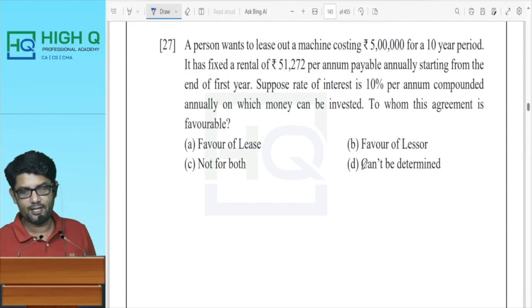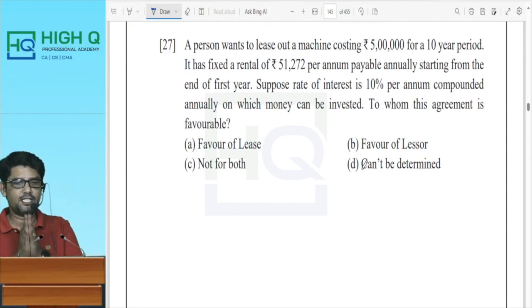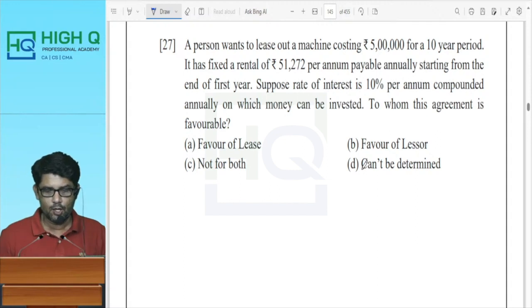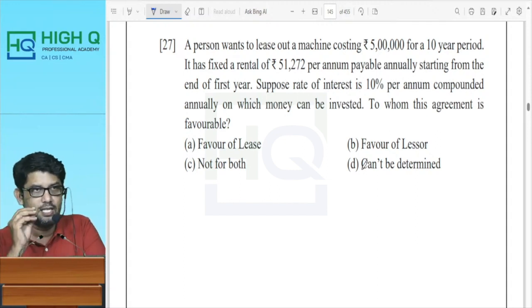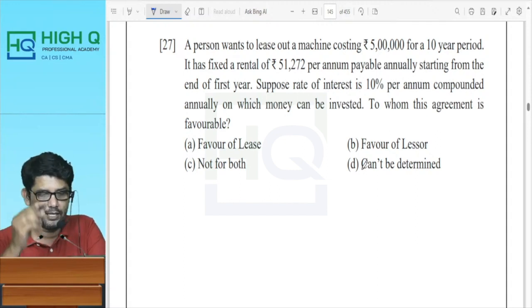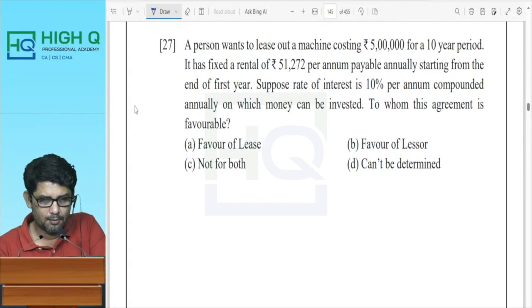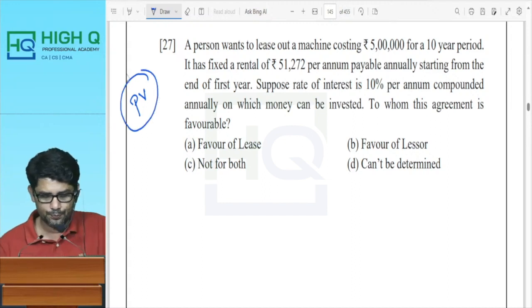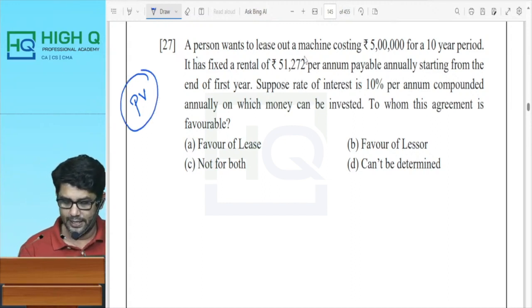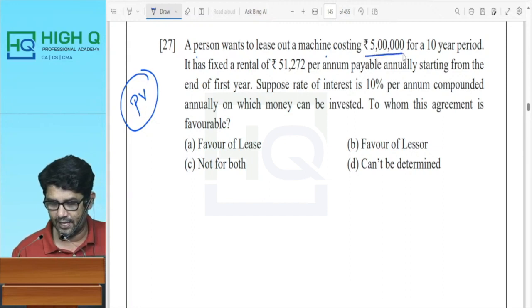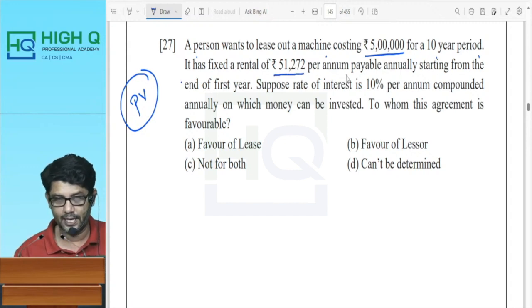Wow, another fantastic sum. I call it a decision making problem. Whenever the problem is based on decision making, please note this down: we have to always calculate present value. Now, a person wants to lease out a machine costing 5 lakhs for a 10-year period. It has a fixed rental of 51,272 per annum.